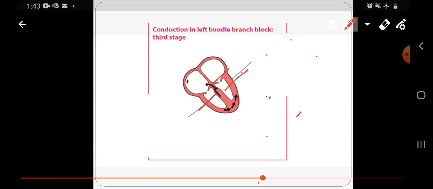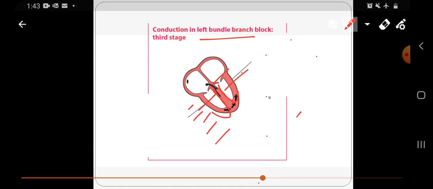But if we have a bundle branch block, like here with left bundle branch block, it means the signal cannot enter the left bundle branch. It only enters the right bundle. What does this mean? It means the signal will enter through the right bundle. It will stimulate the right ventricle, leading to the depolarization of the right ventricle. Okay. Now the left ventricle will be depolarized through the right ventricle.